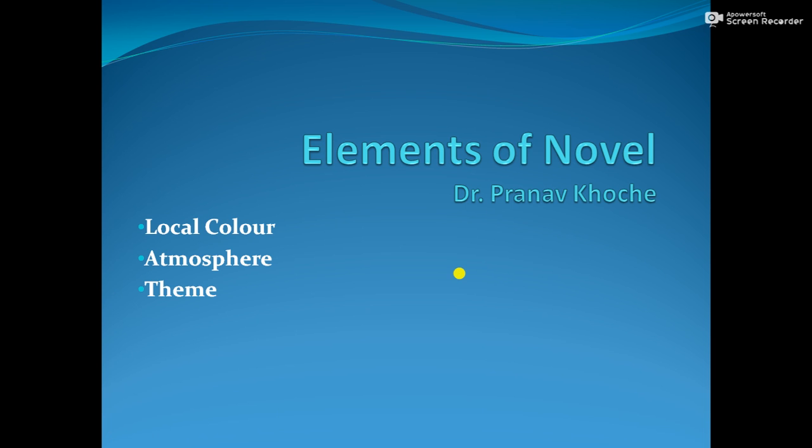And we are also dealing with elements of novel, a part of theory of novel. In today's lecture, we are going to deal with local color, atmosphere and theme. You know that in the last lecture, we discussed the earlier element of novel, that is setting. And local color and atmosphere are quite closely related to setting.